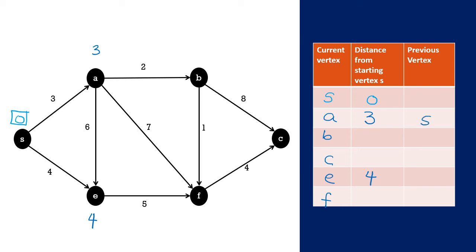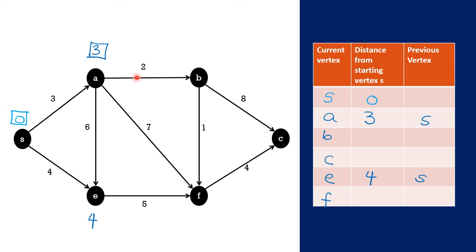Previous vertex is S, right? Then what do you do? Choose the smaller number, which is 3, and then you box it. Okay? Now, again, look at the neighbors, which are not yet boxed. So that's B, F, and E. Correct? Okay, so let's see. What would be the distance of E if we pass through A? So that's 3 plus 6, 9. But I already have 4 here. So this remains unchanged. Okay? 3 plus 6 is 9. That's bigger than 4. So just 4 remains here.